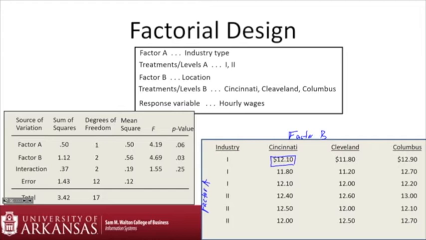The hypotheses that we're going to test. I don't have this written out on this slide. I have it on my other one. The null hypothesis will be no factor A effect. Then we'll have another null hypothesis that is no factor B effect. And then we have a null hypothesis that says there's no interaction.